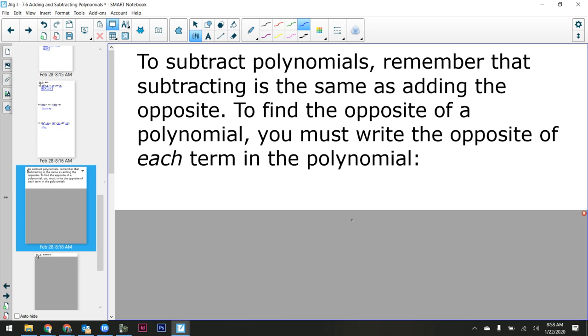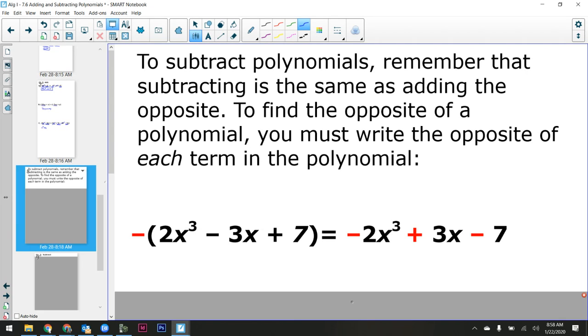So to subtract, it's really not very difficult. All you need to do is remember that subtracting is adding the opposite. So when I go to subtract, you're just combining the opposite of that term. Here's what I mean. If I have some polynomial and then I've got minus this trinomial, all you're going to do with that subtraction sign is just distribute it into the polynomial. You're just going to take the opposites of all of those terms.